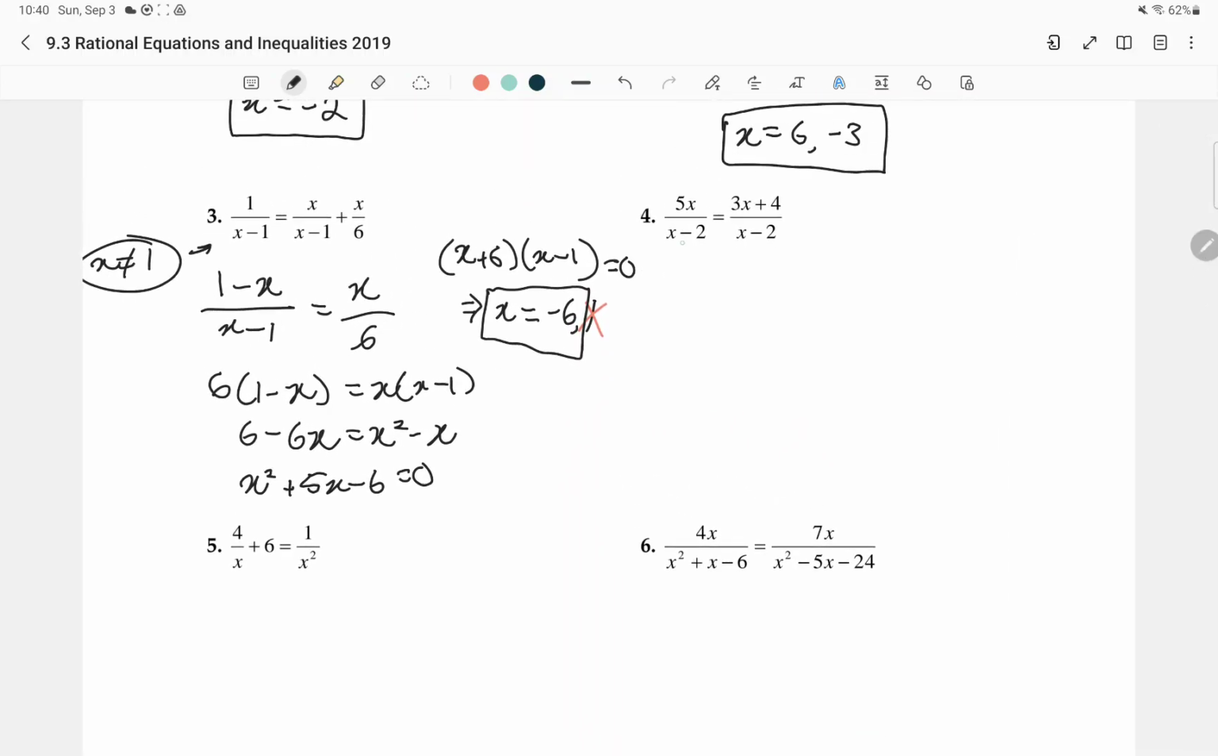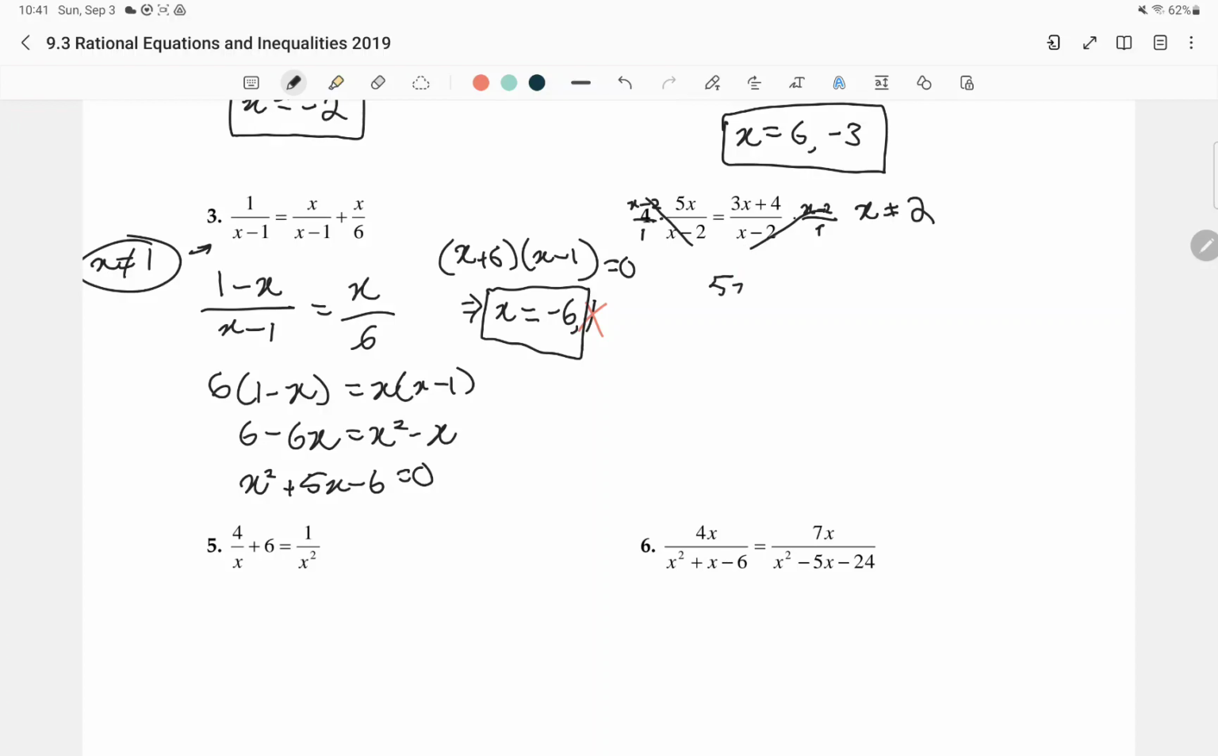Alright, number 4, 5x over x minus 2 is equal to 3x plus 4 over x minus 2. First thing to note is our extraneous solution, so x cannot equal 2 here. Then we can do cross multiply and divide. So really, we can just multiply both sides by x minus 2 over 1. Because if you multiply both sides by something, it's still equal. So then these will cancel out.